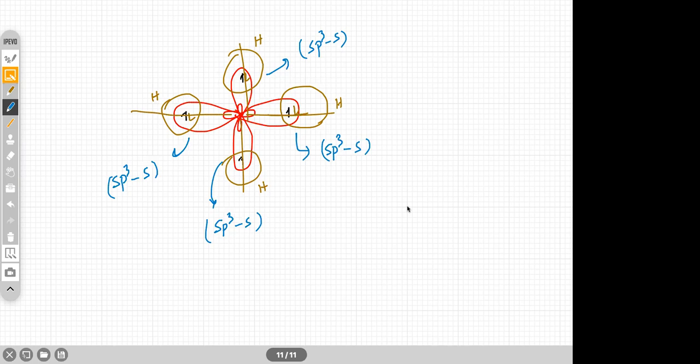No, it's not the only thing. See, the main thing here is, in this CH4 molecule, the orbitals involved are similar. All four bonds are formed by the overlap of sp3-s orbitals. With similar orbitals, we get similar strength and similar bond length, and hence all four bonds are identical.